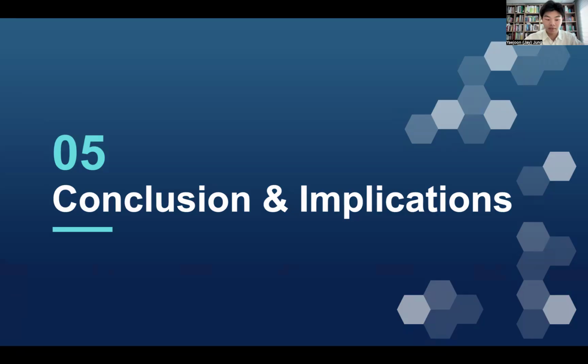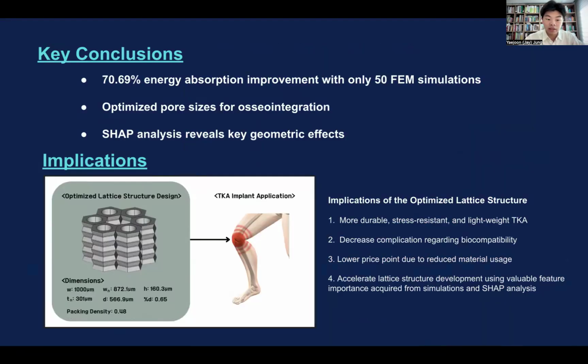Conclusions and implications. Key conclusions include 70.69% increase in energy absorption within only 50 FEM simulations, and also optimized pore size for osseointegration, as well as SHAP analysis, which revealed all the geometric effects and insights into creating future lattice designs. Now, how can this translate into a modern world? How can we actually benefit from this?